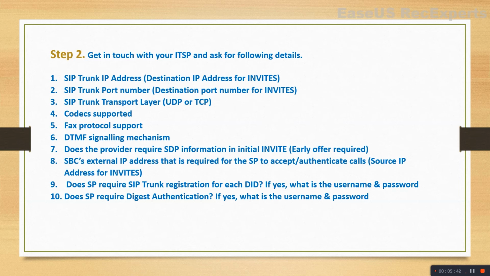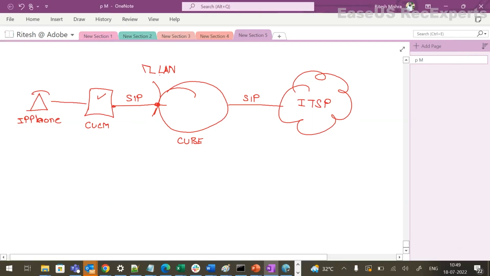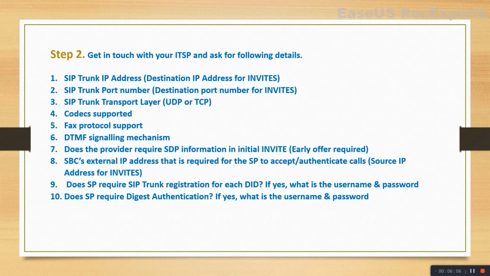So you should be asking for the SIP trunk IP address, the destination IP address where the SIP trunk from CUBE to the provider will point. We need this IP address because while creating the VoIP dial peer, we will be entering the session target as this IP address, the IP address of the provider. Then the port number is by default 5060, but the provider might be using a different port number, which is possible.